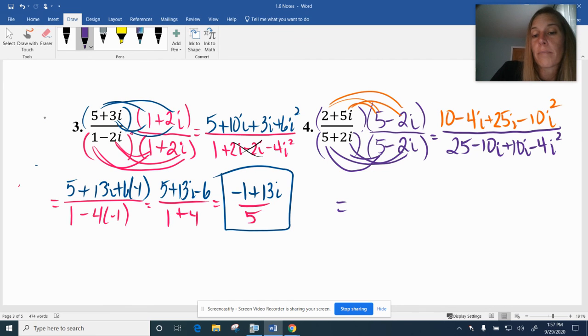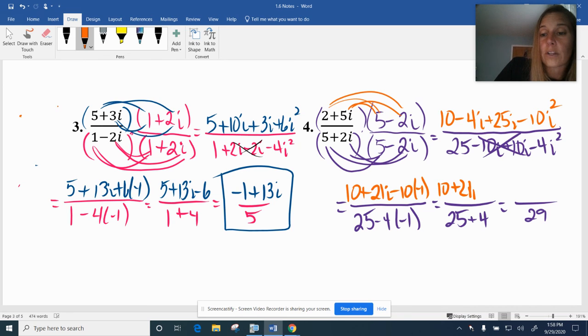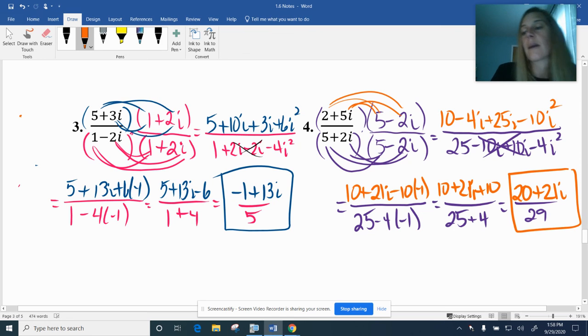Okay, so now on the bottom, I have 25. My 10i's cancel, minus 4 and times -1. Of course, that's going to make it a plus 4, and then that's going to make it a 29. In the numerator, I have plus 21i in the middle, and then I have minus 10 times negative 1, which of course is plus 10, which is going to give me a 20 in the numerator plus 21i, and that's over 29, and that's my answer for that one.